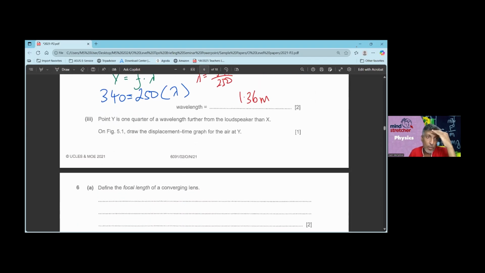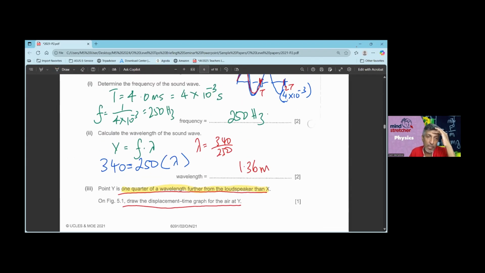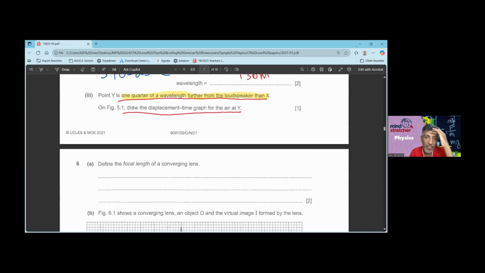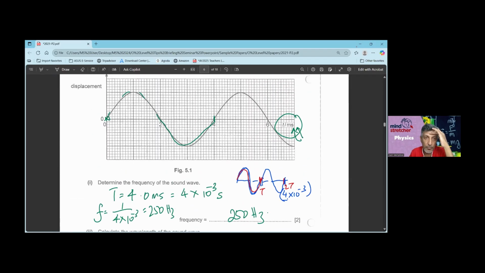Now this one is tricky. Point Y is 1/4 of a wavelength further from the loudspeaker than X. They say this part is 1/4 of a wavelength further from the loudspeaker than X. They say draw the displacement-time graph for the air at Y. Now remember this particle, if it's one wave, it's a quarter of a wavelength, right? A quarter of a wavelength further.